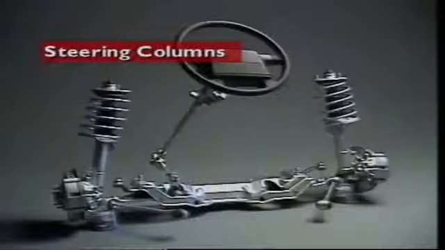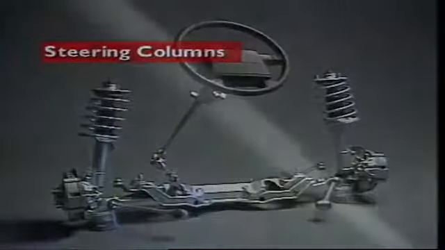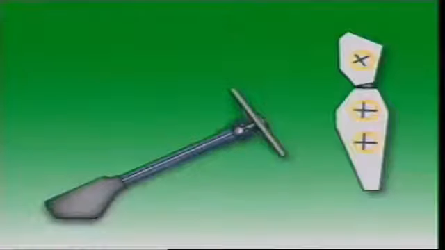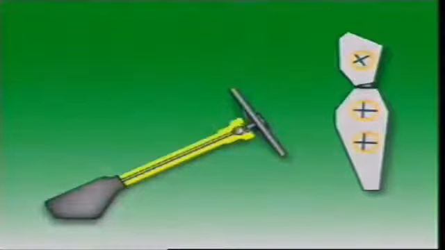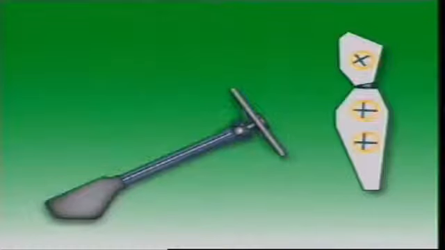This section examines steering columns. Effort applied to the steering wheel is transferred down the steering column or shaft to a steering box. In early cars, the steering column was a straight shaft running inside a hollow tube. The steering wheel was attached to one end and the steering box to the other.